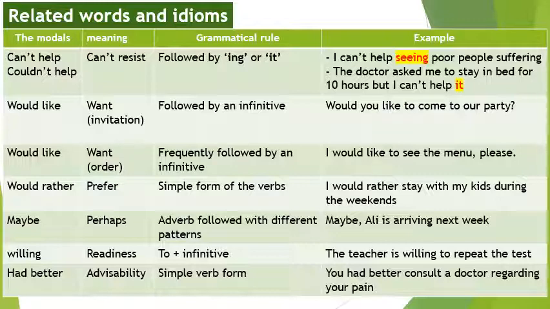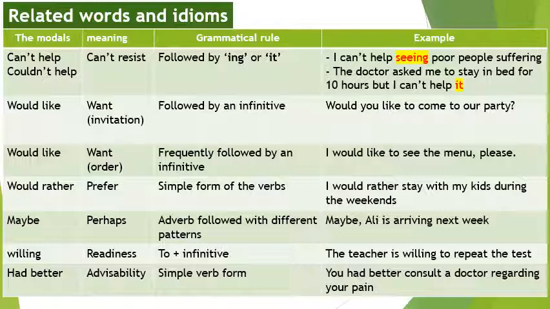The next one is would rather. Would rather shows your preference or somebody else's preference, and it's always followed by the simple form of the verb. I would rather study or stay with my kids during the weekends. Sometimes you can mention another alternative thing that you don't prefer, and sometimes you don't have to. The completion of the sentence can be essential or not, depending on the situation.